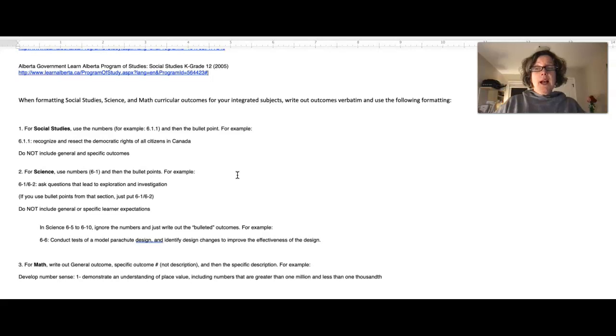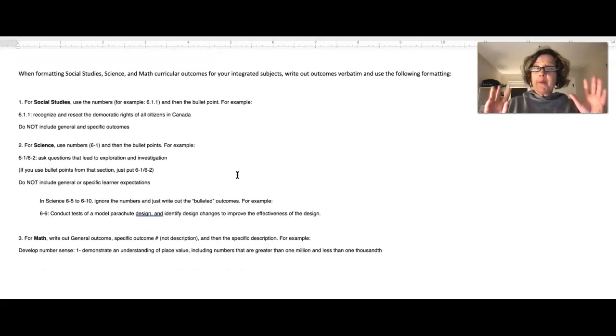So for formatting, don't get bogged down in, I've got a number out of order. Again, think about, this is for you so that you can, if you need to reference back to that document, actually find the objective without spending oodles and oodles of time mired in the pages and pages of the program of studies.